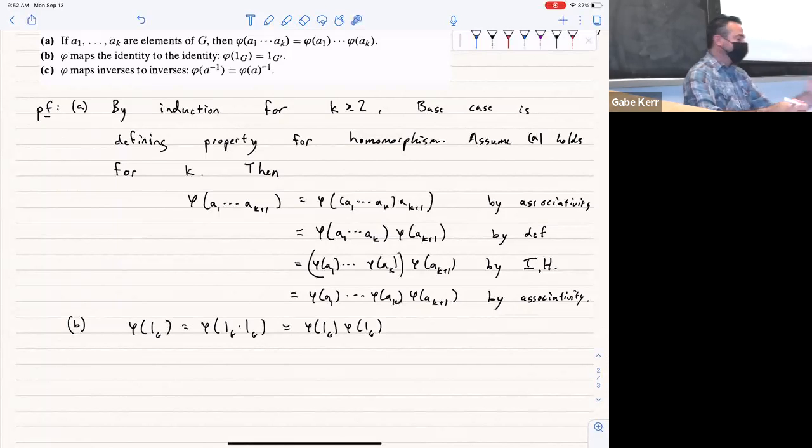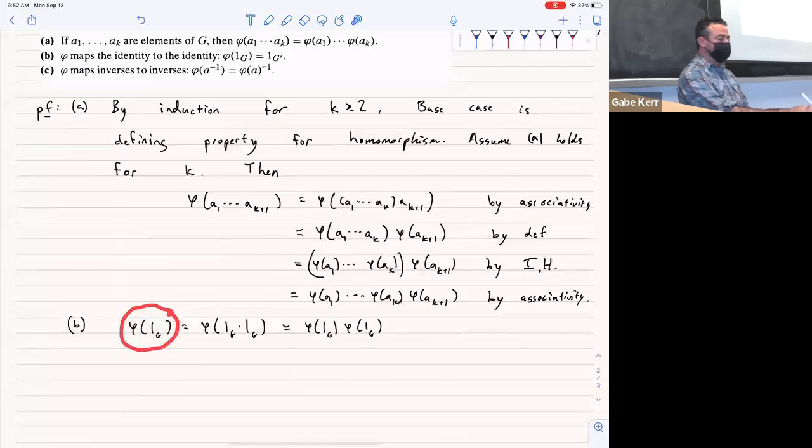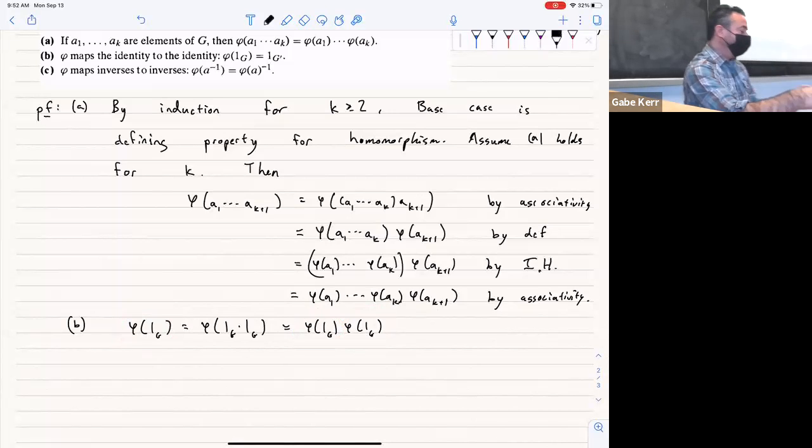So now I have an equation in G prime. This is some element of G prime, and it equals itself times itself. There's only one element in G prime that will do that, and that's 1 sub G prime. So in other words, you can use cancellation here. There's an earlier proposition that says you can multiply by the inverse of this.